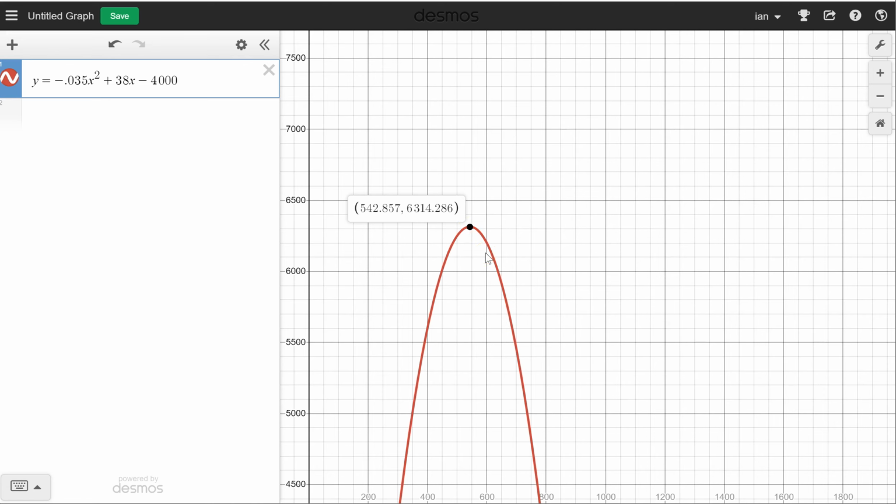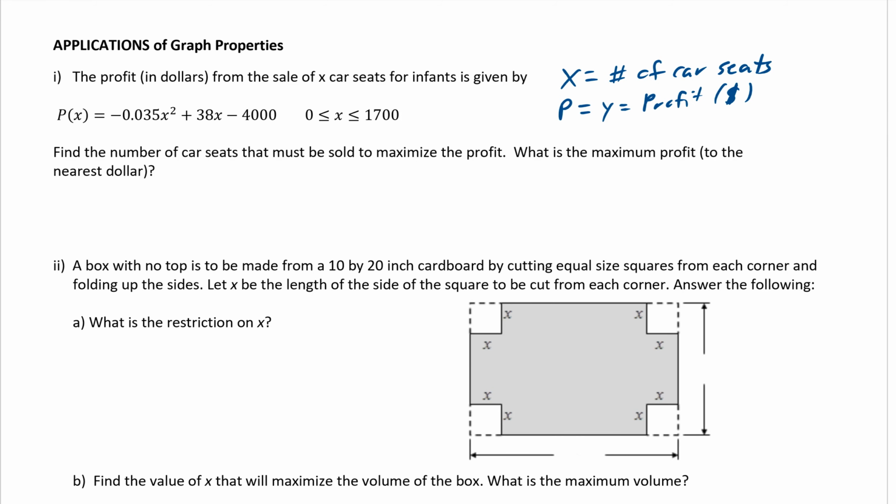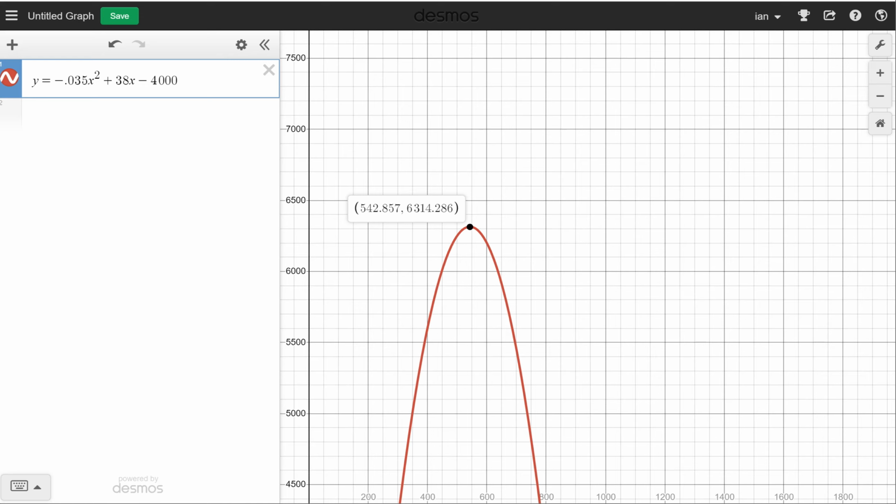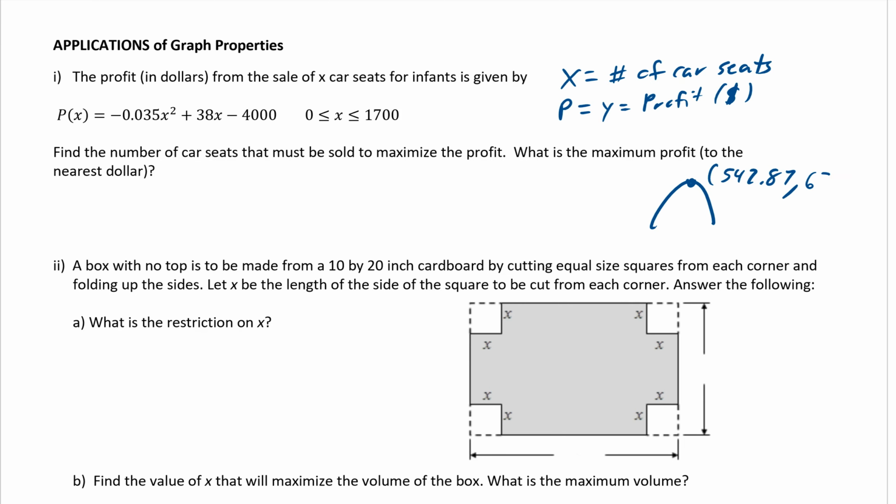So 542.87, comma, 6314.286. So there's our graph. And so again, X here is our number of car seats.